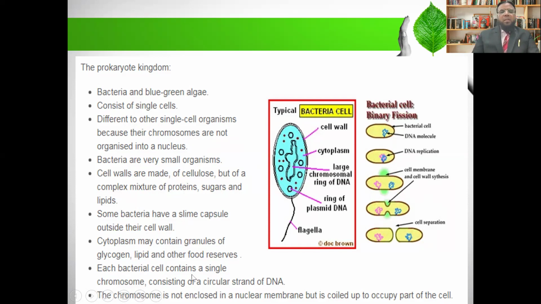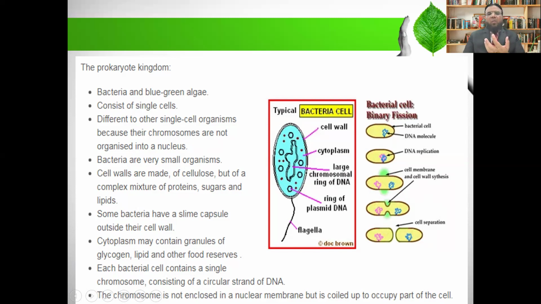Each bacterial cell contains a single chromosome consisting of a circular strand of DNA. The chromosome is not enclosed in a nuclear membrane, but it is coiled up to occupy part of the cell. Now here, let me tell you something.